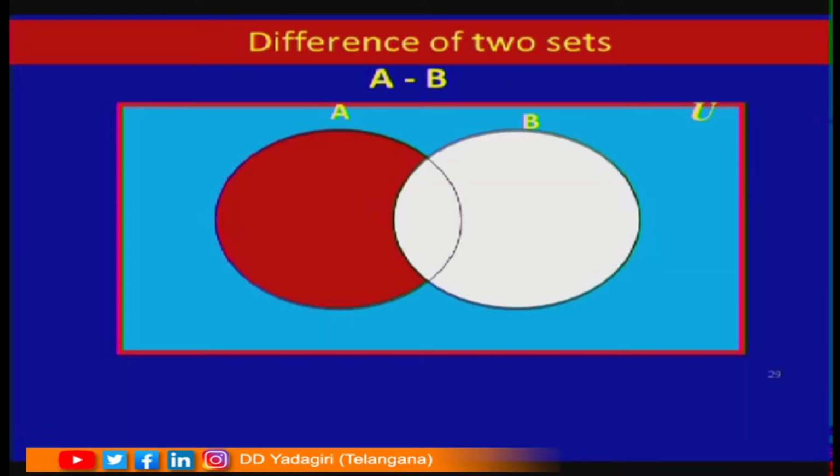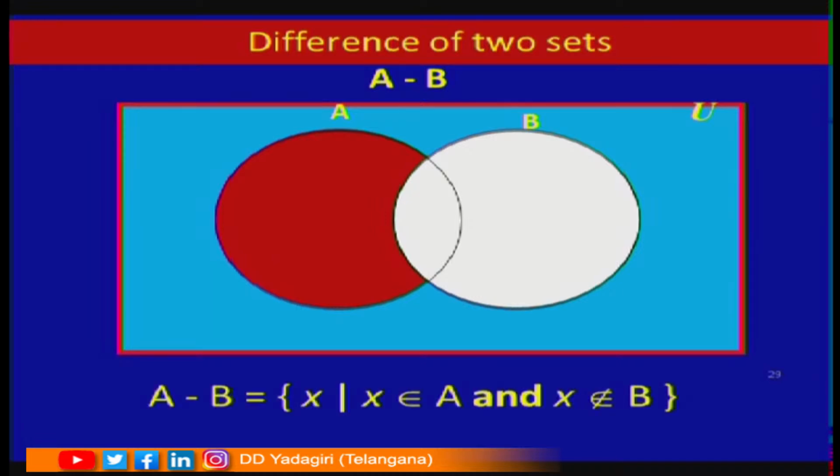If I remove B from A, that is called A minus B. That means the shaded red part you see here, which belongs to A but does not belong to B. So A minus B is equal to the set of x such that x belongs to A and x does not belong to B.